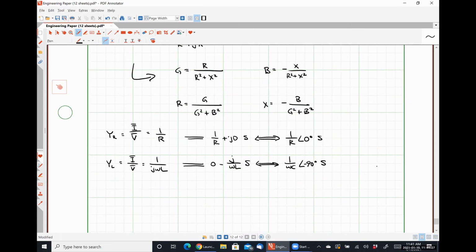And lastly, for capacitors, we have J omega C, which is 0 plus J omega C in rectangular form. And finally, omega C angle positive 90 degrees Siemens in polar form.